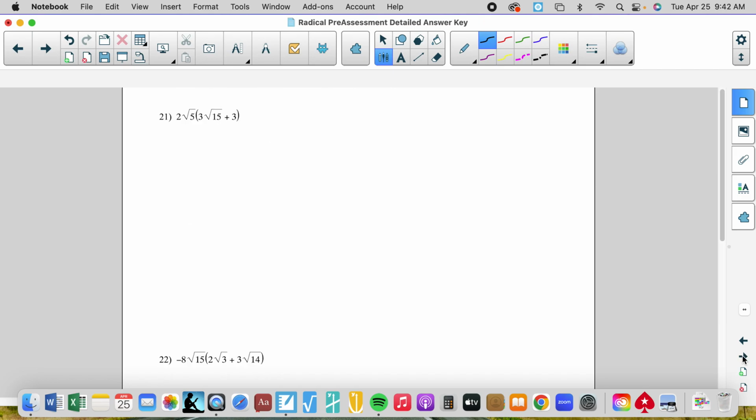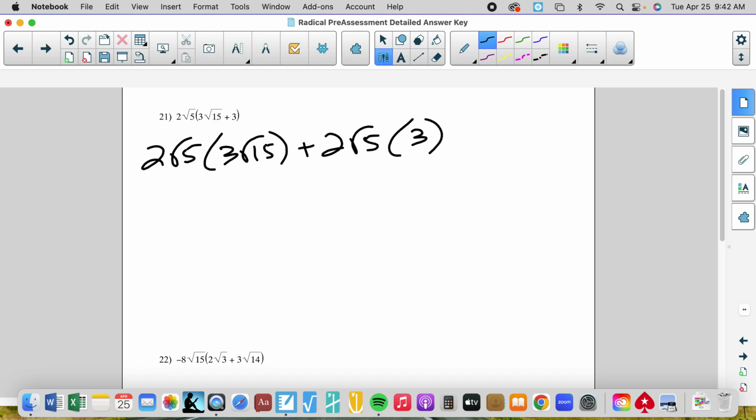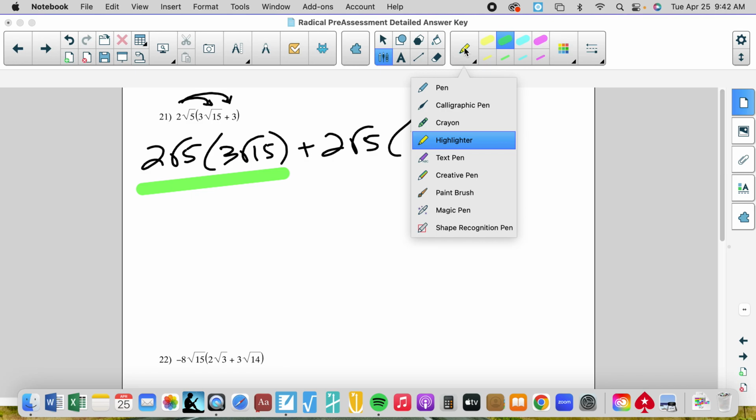Number 21, now we have some coefficients that we're distributing out to each of the terms also. So I really want to see that first line. I want to show that distribution. I want to see you write that line. Now we're going to multiply. This is my first multiplication. I'm multiplying these two numbers.